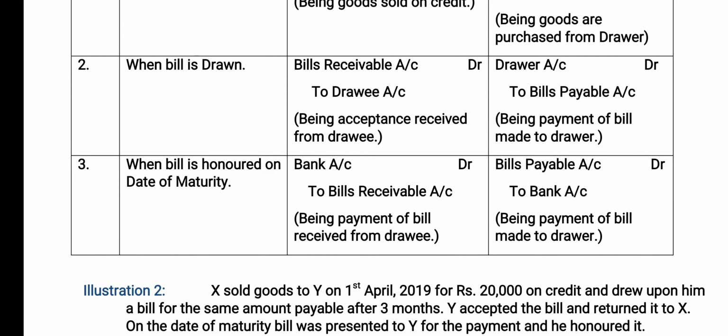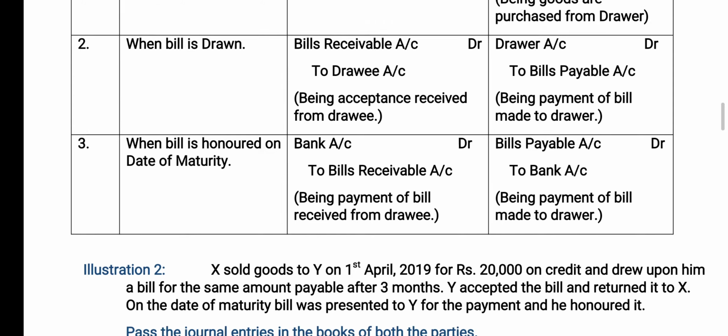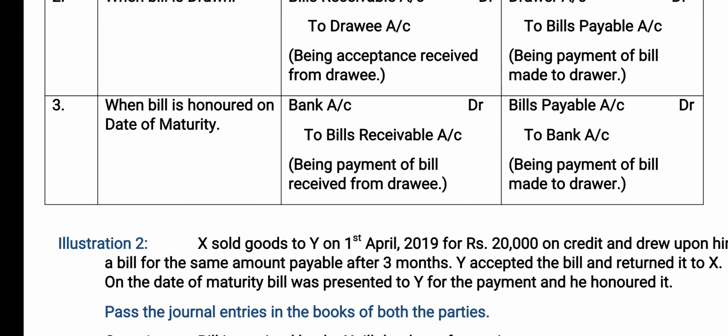The last entry is when the bill is honored on the date of maturity. In this you are going to write the date of maturity and you are going to receive the bill. So bank account debited to bills receivable account, and he is going to pay, so bills payable account debited to bank account. So now it will become more clear by the illustration.